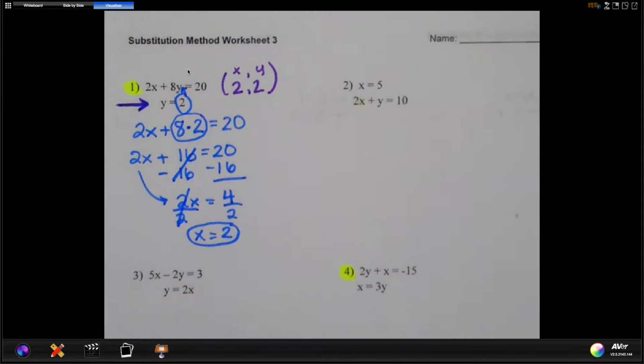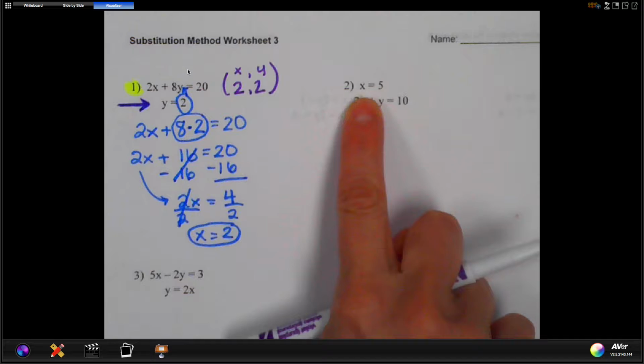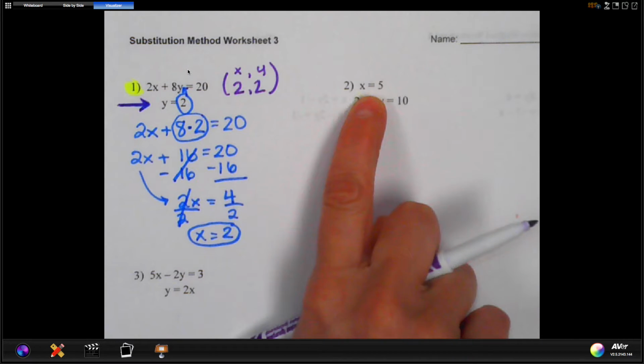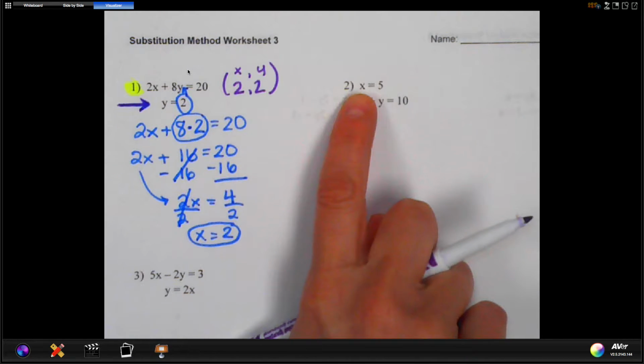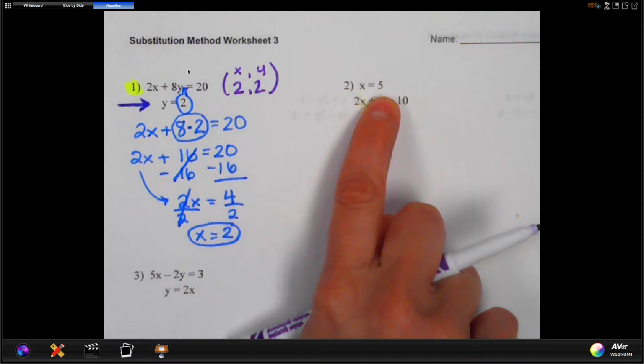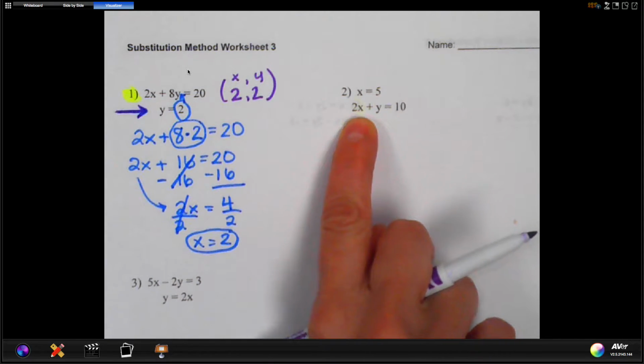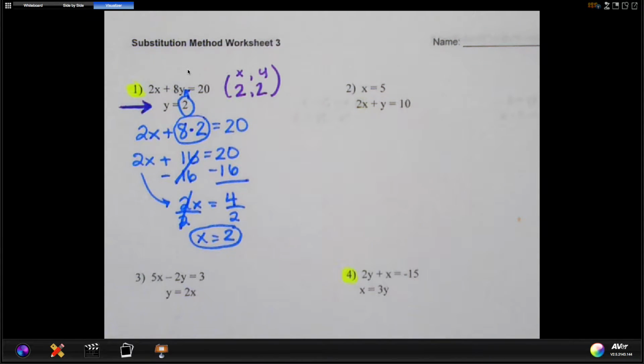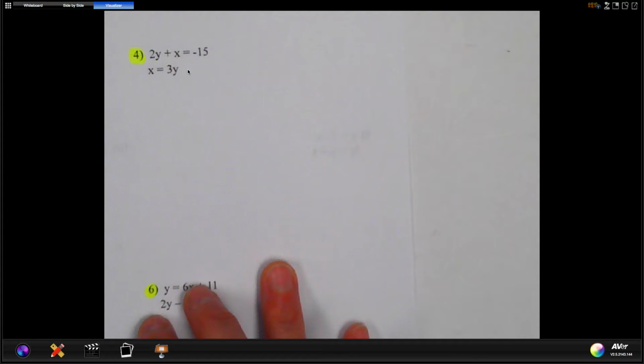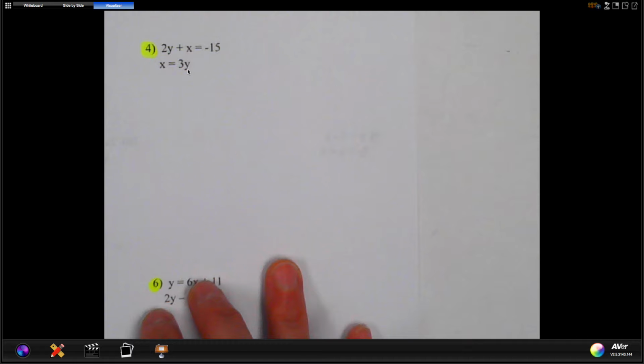Okay, good. Let's move on to something a little bit more challenging. So you can do 2. I will warn you that number 2 starts with x equals, not y equals. So you're going to substitute number 2 in for x, not y, but do it very similar to 1. All right, our next one we're going to do together on the video to help you is number 4.